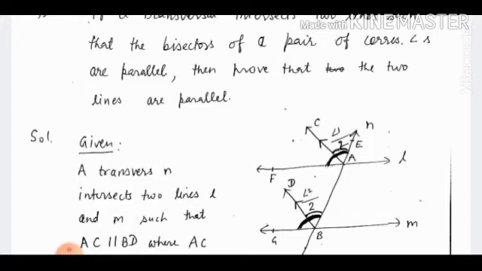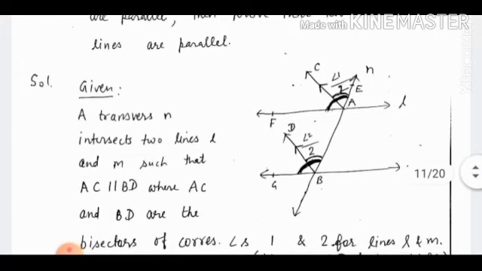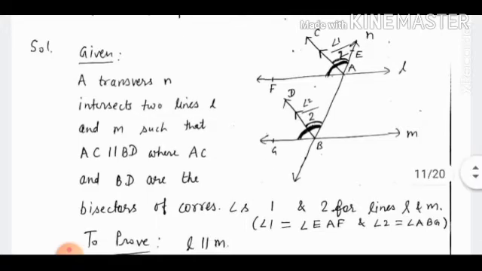So we have to prove angle EAF is equal to angle ABG. Given a transversal N intersects two lines L and M such that AC is parallel to BD, where AC and BD are the bisectors of corresponding angles, angle 1 and angle 2, for lines L and M. Here angle 1 is equal to angle EAF and angle 2 is equal to angle ABG. We have to prove L is parallel to M.